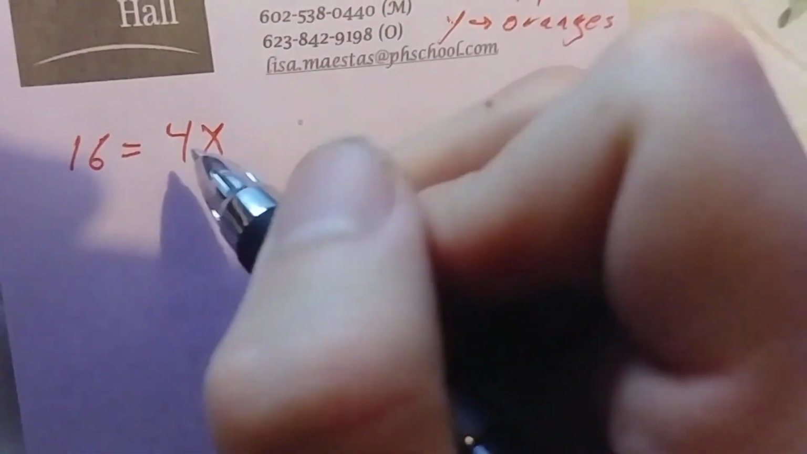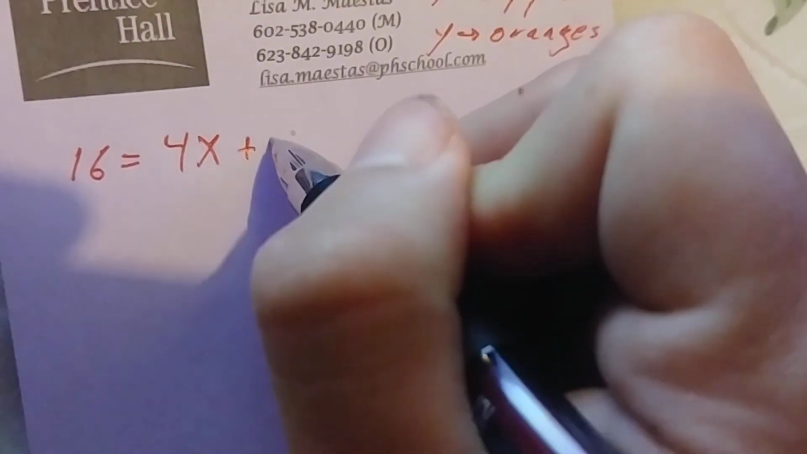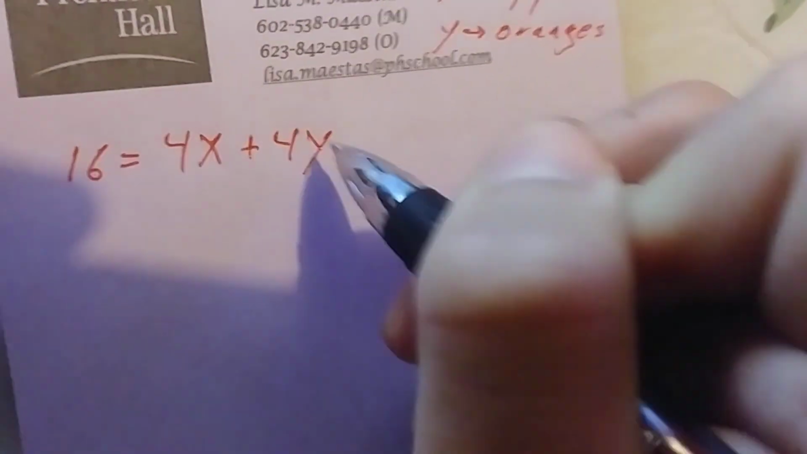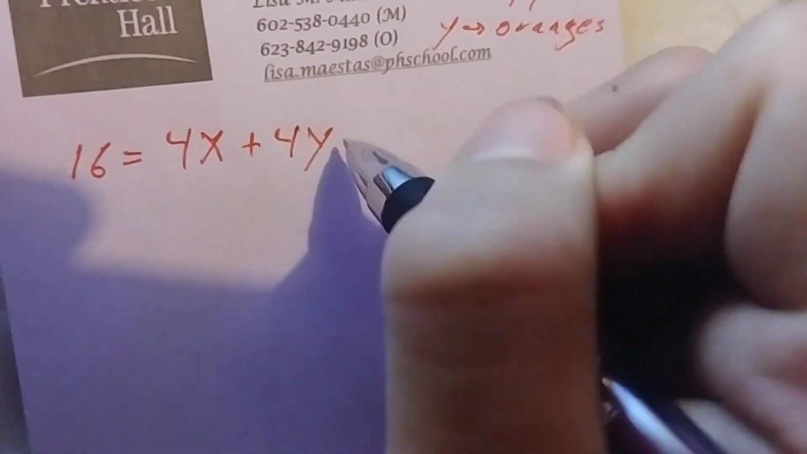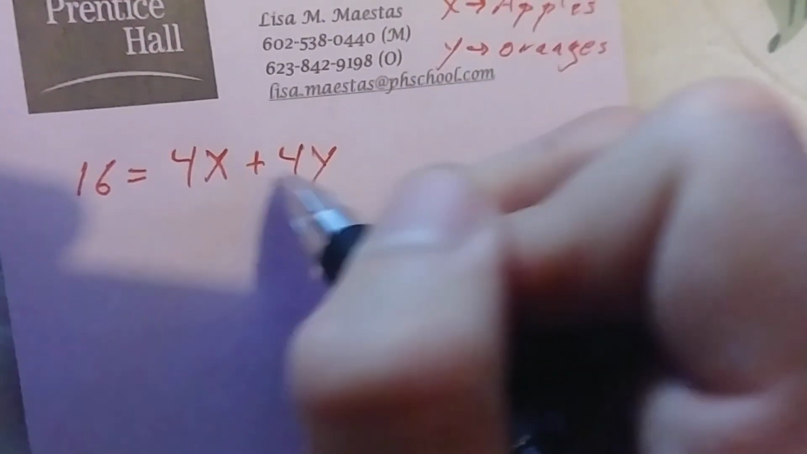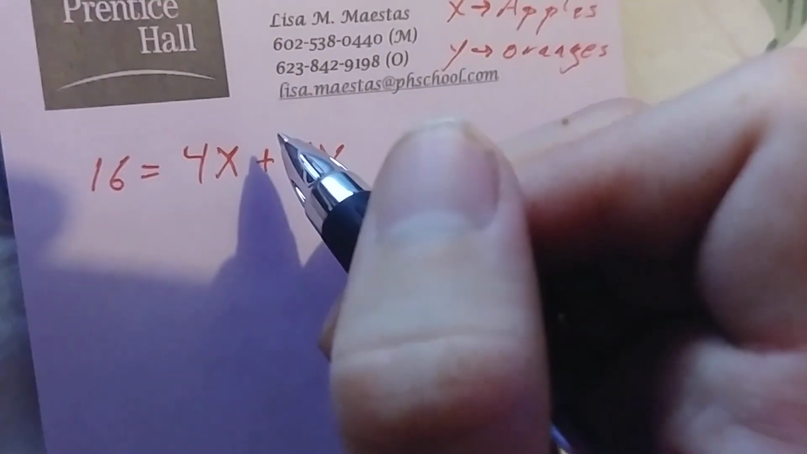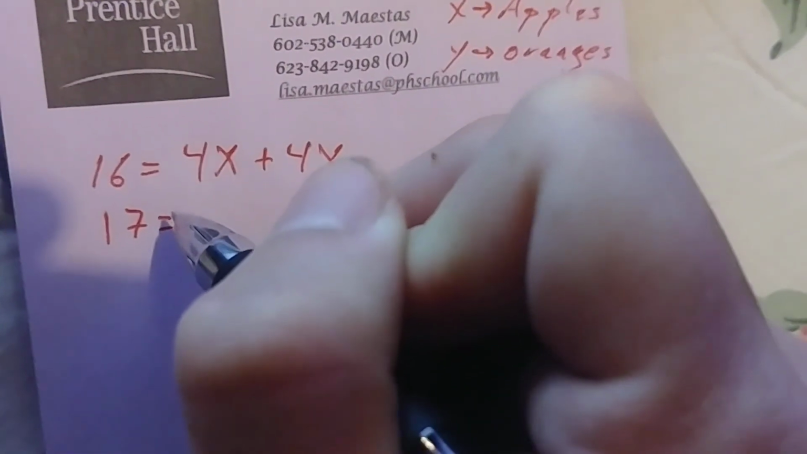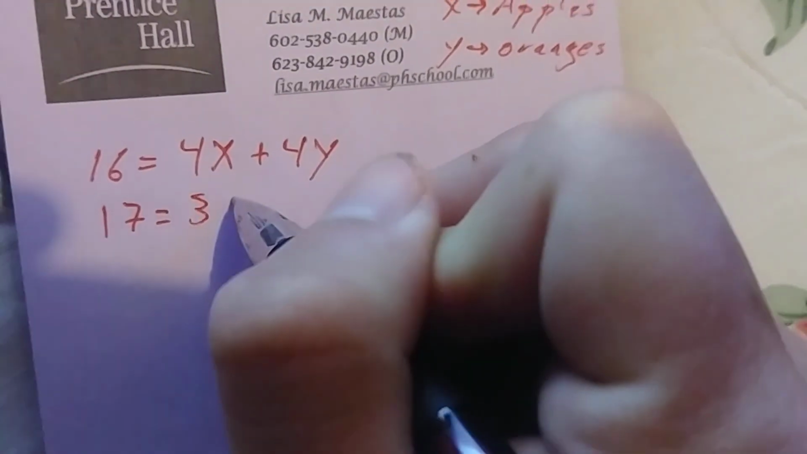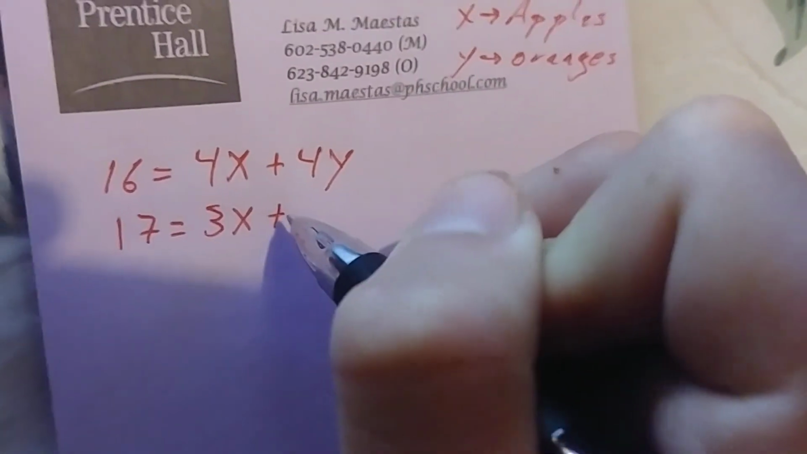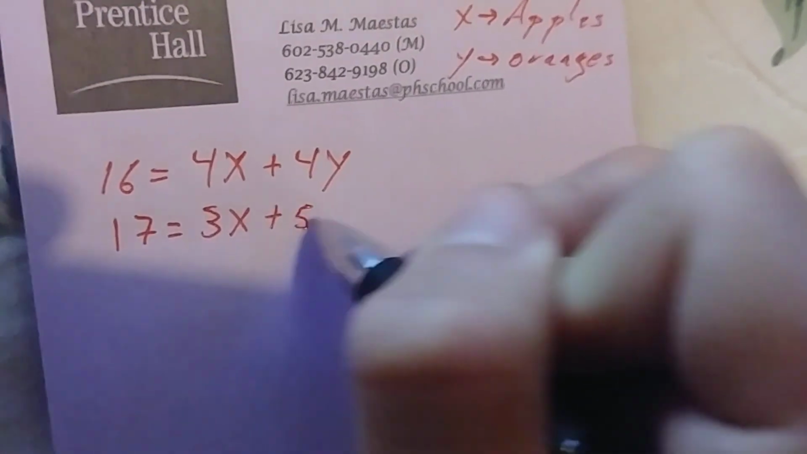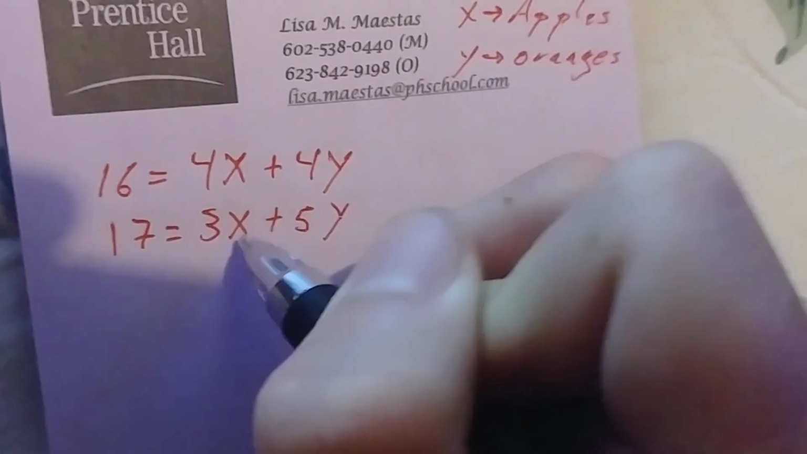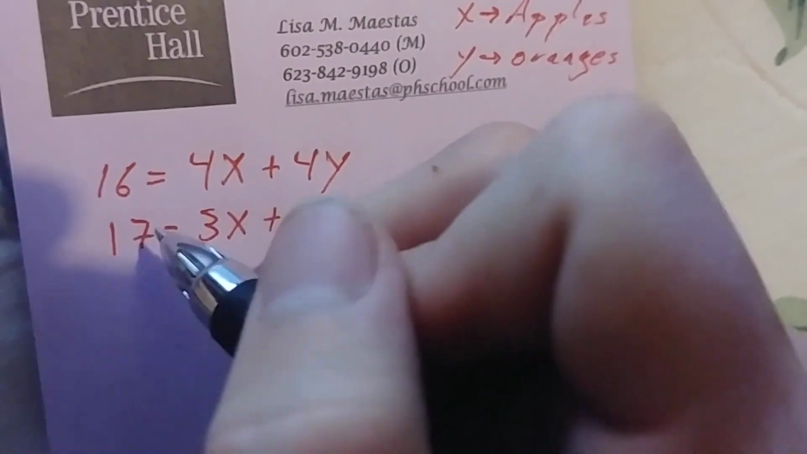So pay $16 for 4 apples and 4 oranges. So 4 apples and 4 oranges, $16 for both of them together. Then another customer pays $17. So $17 for 3 apples. So 3, remember, x represents apples. And 5 oranges. 5, and y represents oranges. So 5 oranges and 3 apples, $17 equals $17. So we got our system of equations here.